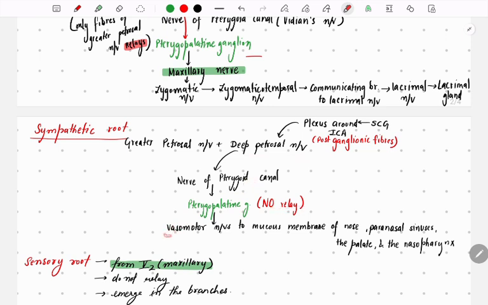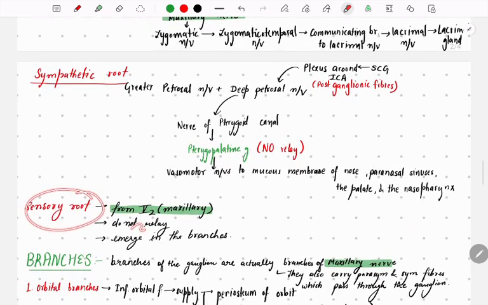And then these fibers give vasomotor nerves to the mucous membrane of the nose, paranasal sinuses, the palate, and the nasopharynx. And these are the structures you need to remember. Okay, they are going to come again and again. Then we have the sensory root. As I already told you, it is from the maxillary nerve. They do not relay. See, only the parasympathetic fibers will relay in the parasympathetic ganglia. Okay, remember it. And then the sensory fibers emerge in the branches of the ganglion.